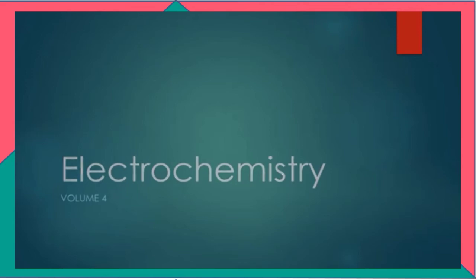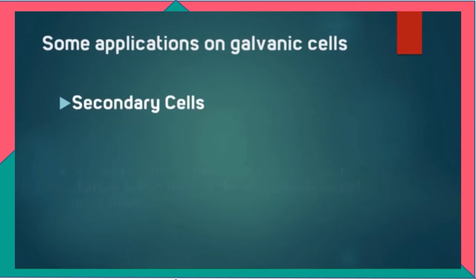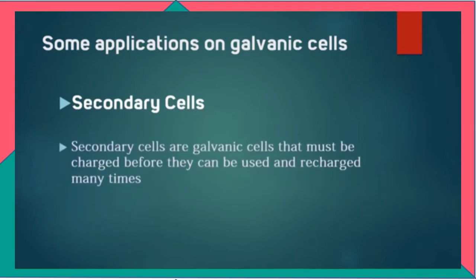We will take a look at the nickel-cadmium cell and lead-acid battery. Secondary cells are galvanic cells that must be recharged before they can be used. They also can be recharged many times. In the charging process, the spontaneous feasible reaction that produces electrical energy is reversed. In other words, the charging process needs an outside source EMF to occur.